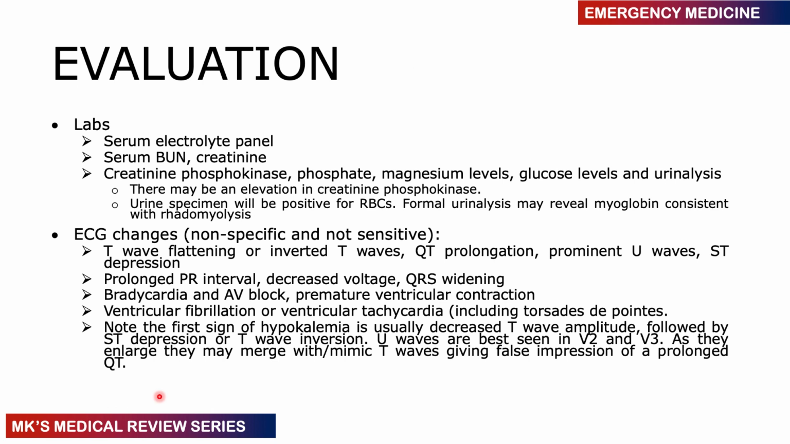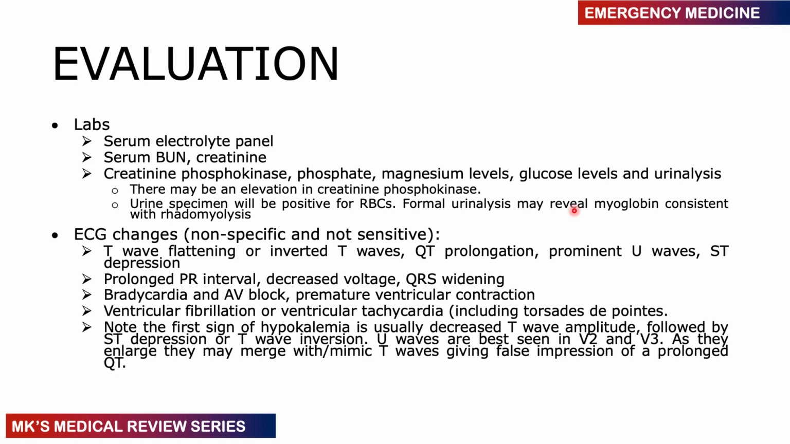How do we evaluate these patients? You want to do a serum electrolyte panel. You're interested in phosphate levels. You're interested in magnesium. You're interested in sodium. You're interested in chloride, and of course potassium. You also want to check for these electrolytes in the urine. You want to get your serum blood urea nitrogen levels, as well as creatinine. Check for creatine phosphokinase, which may be elevated, as well as levels of glucose, and do a urinalysis. Generally, your urine specimen will be positive for RBCs. If you do a formal urinalysis, you're going to see that there's myoglobin, which is often consistent with rhabdomyolysis.